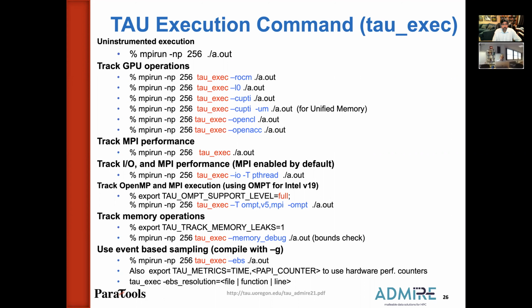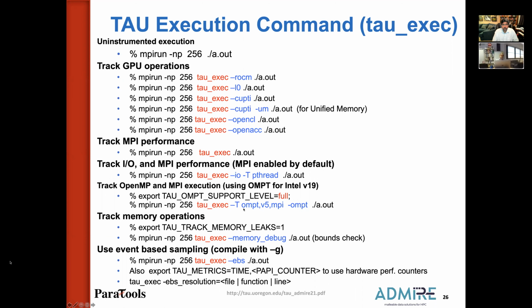And because TAU can be configured with different runtimes, you can pick a tag with a -T parameter. So you could say -T pthread if your IO library, such as ADIOS2 or HDF5, uses threads internally. Then you could use TAU's pthread configuration and the tag of pthread. Or you can specify a full set of tags.